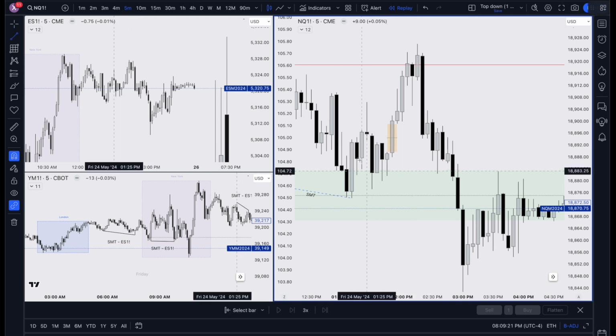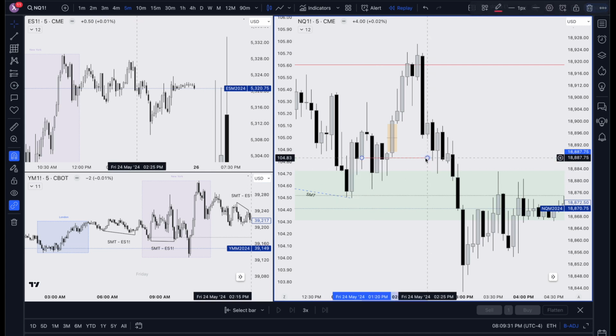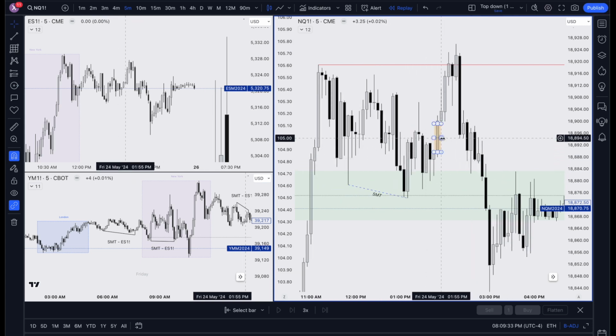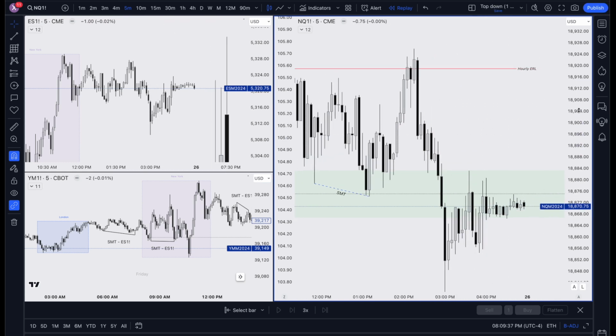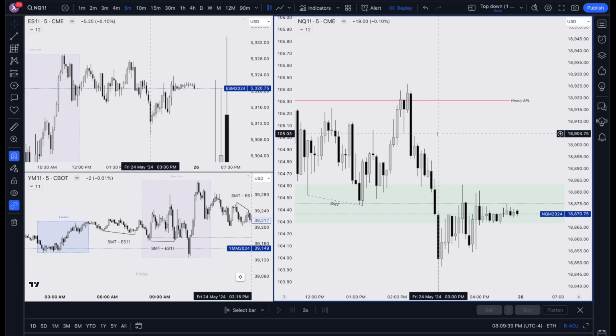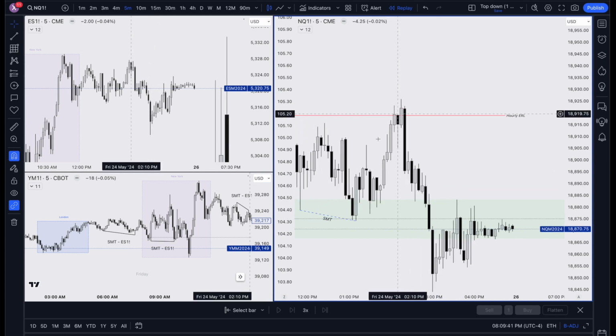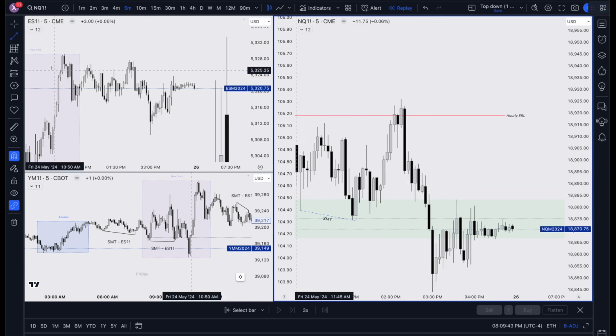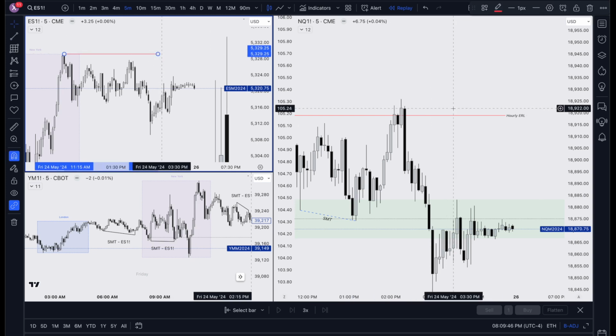And we have the context. So some people will be like, what about this CISD right here? It doesn't matter because we've already changed the state of delivery out of our PD array of interest. No hourly charts, no minute charts. That's why we don't use them as a pattern. We use it only with narrative, and you'll be able to see that it works. And then likewise, we come into the hourly ERL. Let's do one last example, and then we'll do questions.